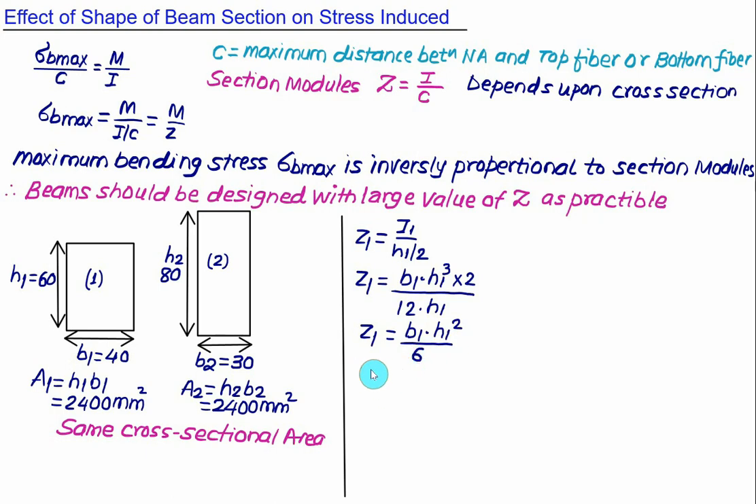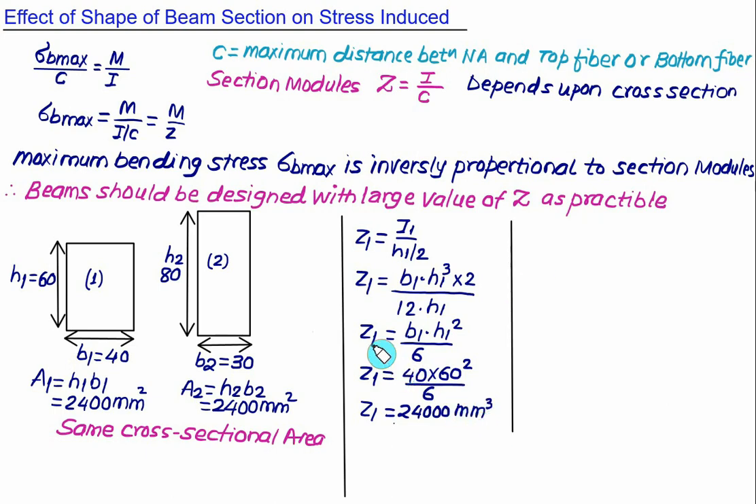So we get the value of Z1 here: b1 equal to 40, h1 equal to 60, we have the square of it divided by 6. So we have a value of Z1 equal to 24,000. Unit is mm cube.